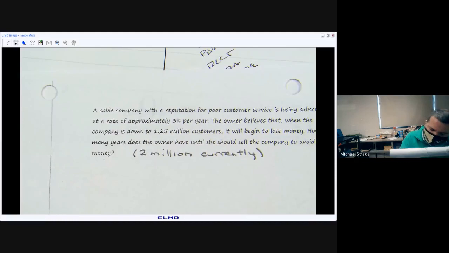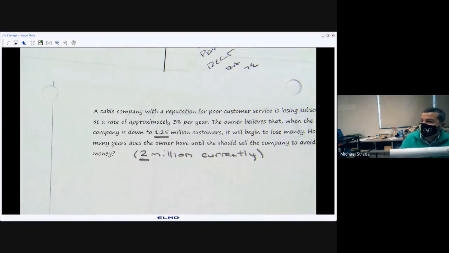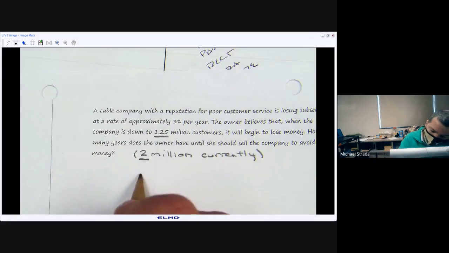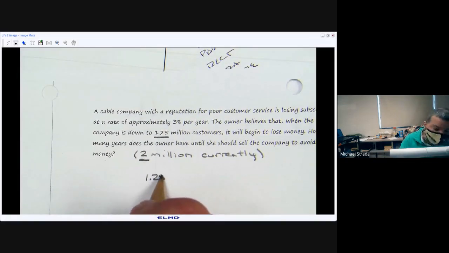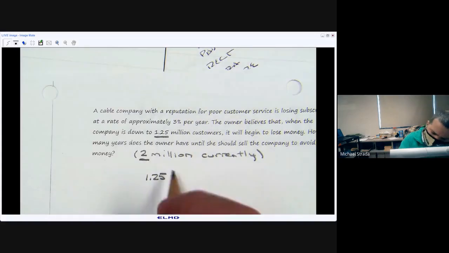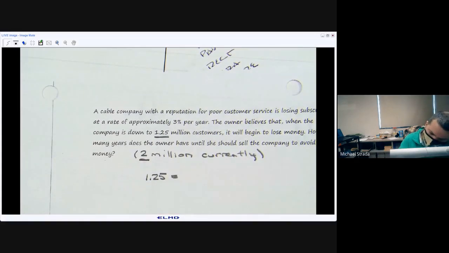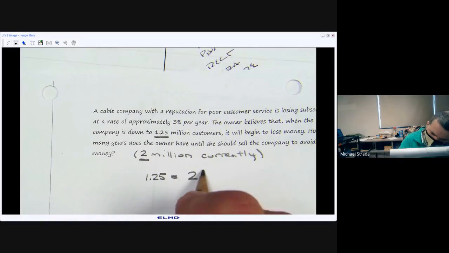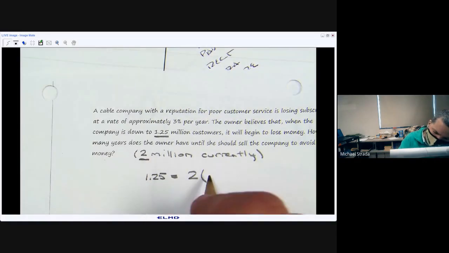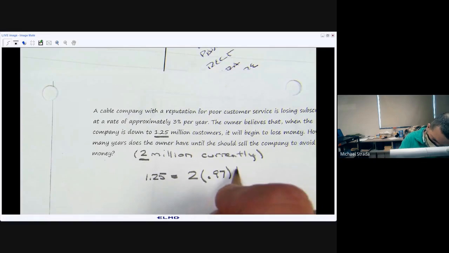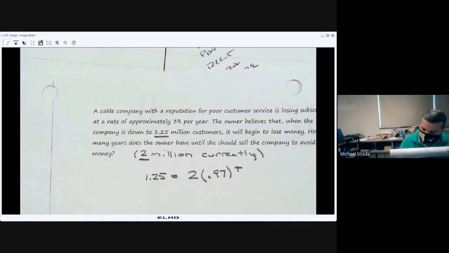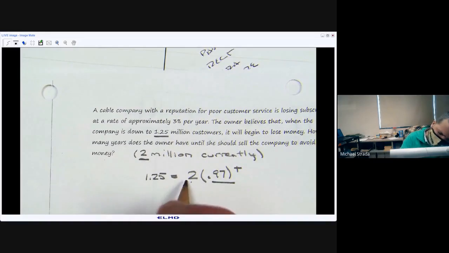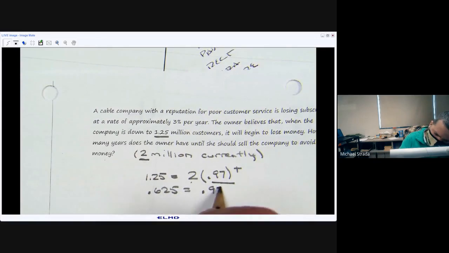If you want to make your numbers smaller, you don't necessarily have to write out the millions. It's not going to affect the problem. So 1.2 is what we were looking for as the final goal. The initial can be the 2. If we're losing 3% per year, we subtract, so 0.97 to the t. Again, we want to isolate the exponential part first, so we have to get rid of the multiplication by 2. To do that, I divide: 0.6 equals 0.97 to the t.